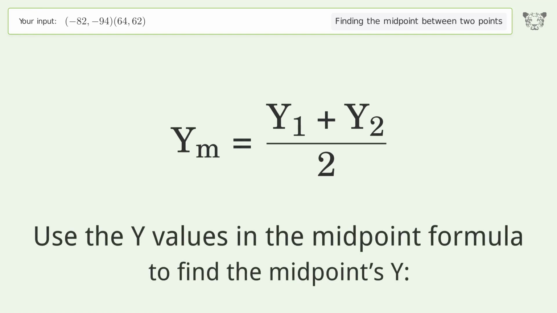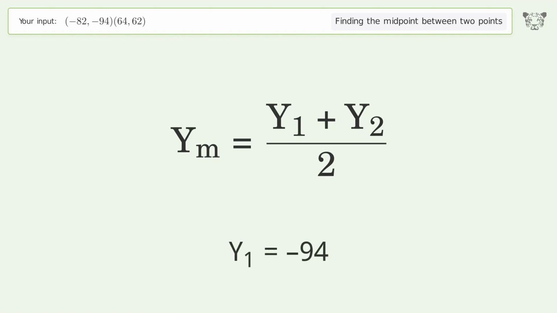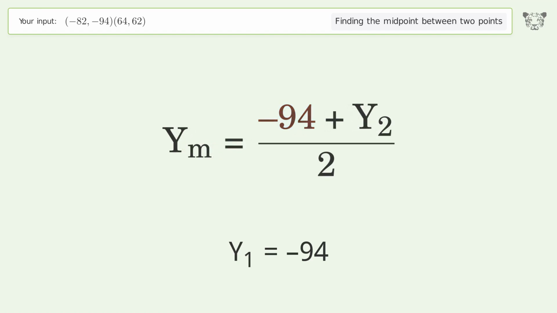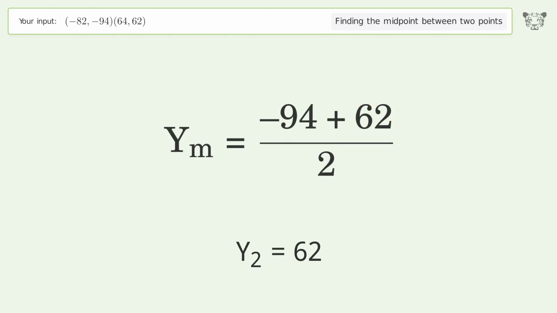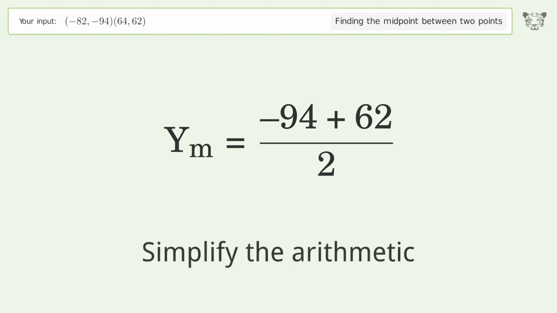Use the y values in the midpoint formula to find the midpoint's y. y1 equals -94. y2 equals 62. Simplify the arithmetic.